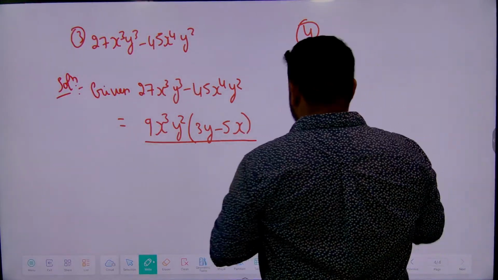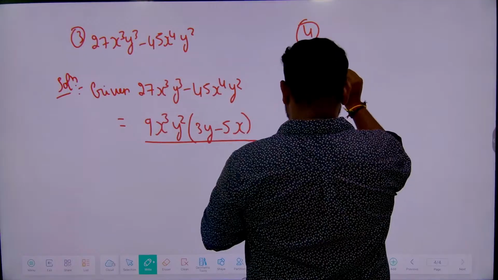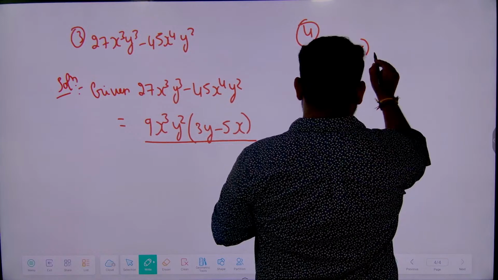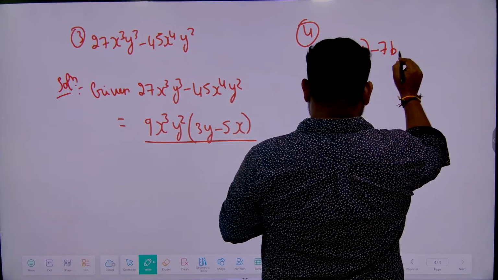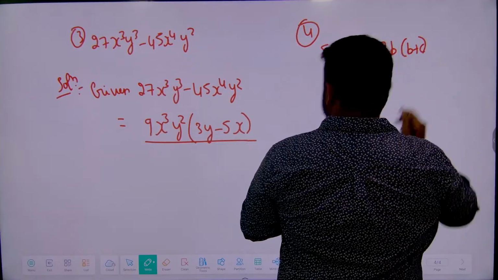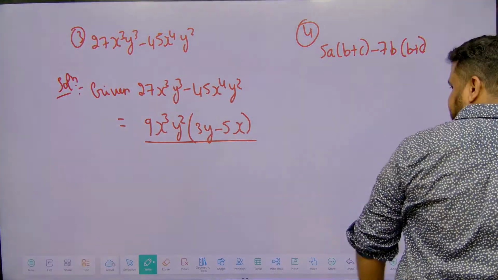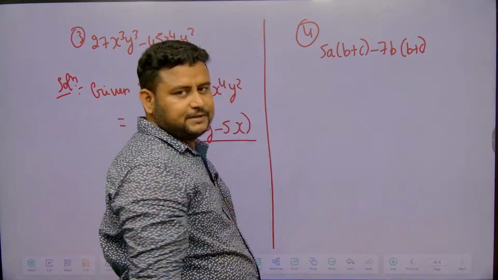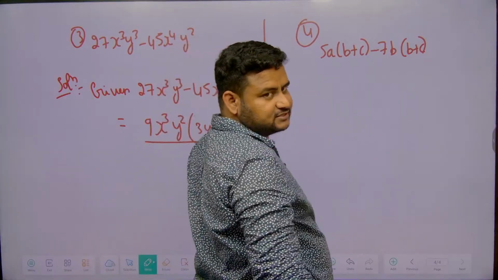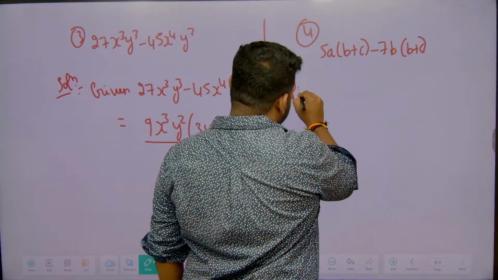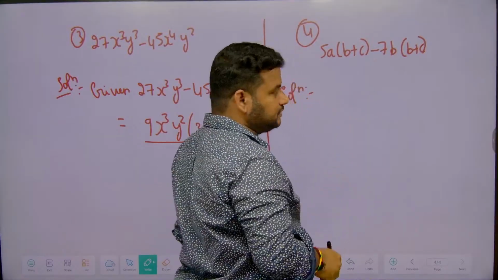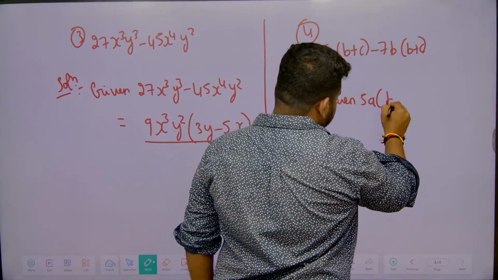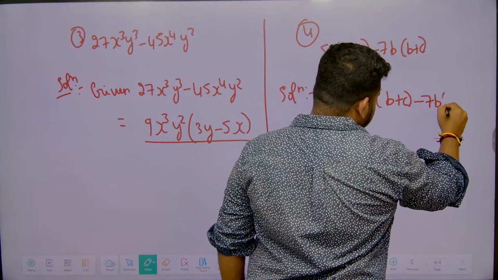Next one, they are asking us to factorize. Fourth question, they are telling us to factorize 5a into b plus c minus 7b into b plus c. So, they are asking us to factorize this. So, solution, again write down whatever is given. What is given? Given 5a into b plus c minus 7b into b plus c.